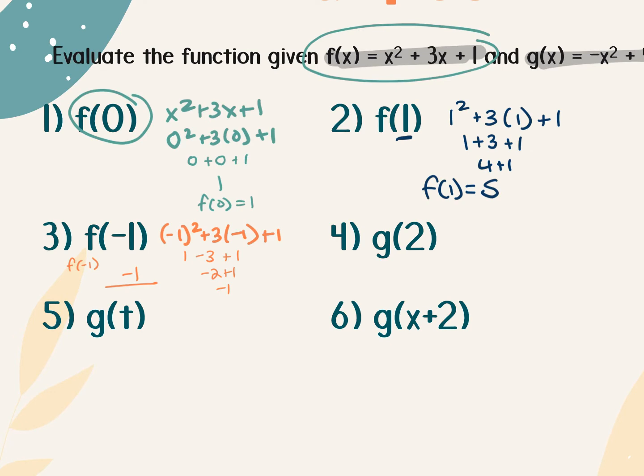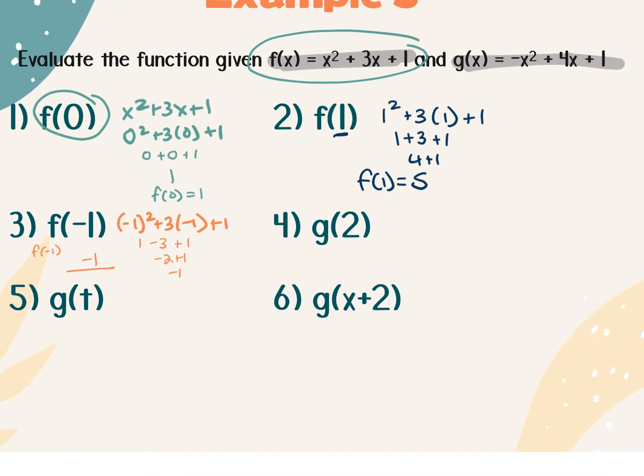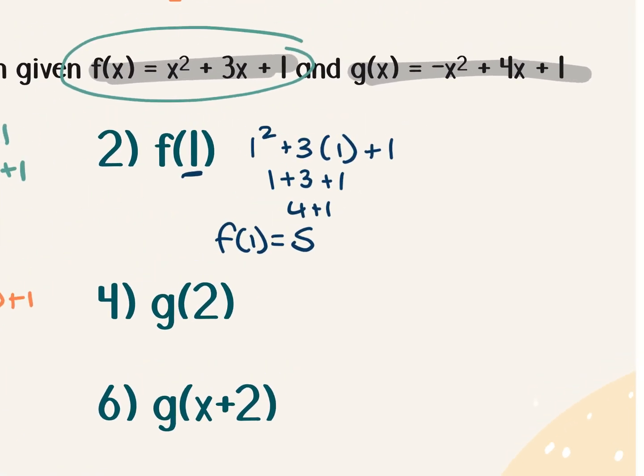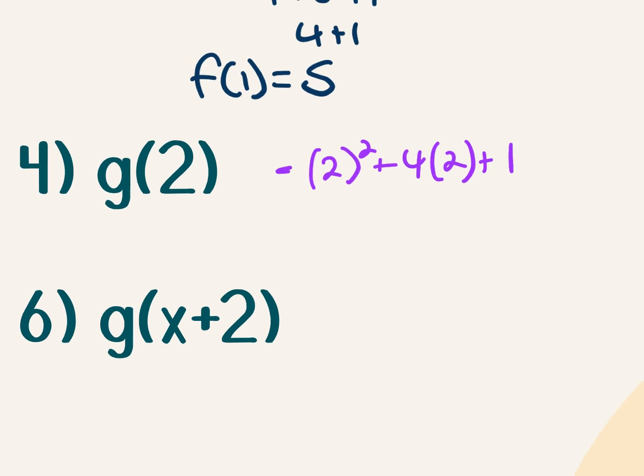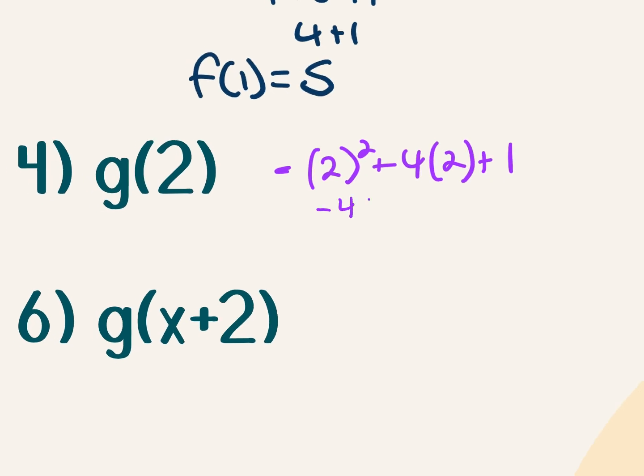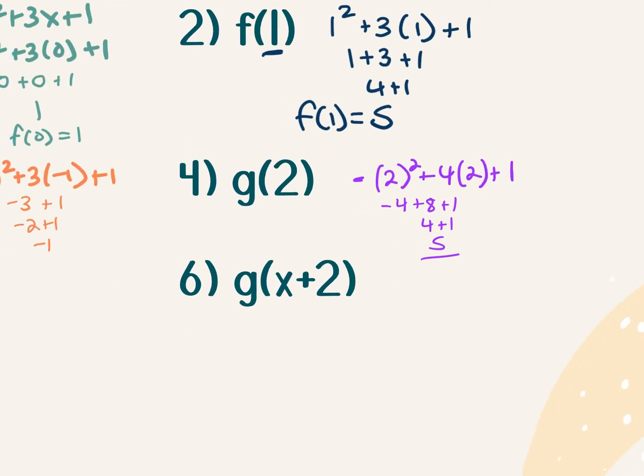4 changes to g of x. So I'm going to use the second one. So g of x is negative x squared plus 4x plus 1. That negative goes on the front, then 2 gets squared plus 4 times 2 plus 1. So be careful there because you're going to square first and then take the negative. It's not in the parentheses. So this becomes negative 4 plus 8 plus 1, or 4 plus 1, which is 5. And again, it just leaves you the space to put the 5.